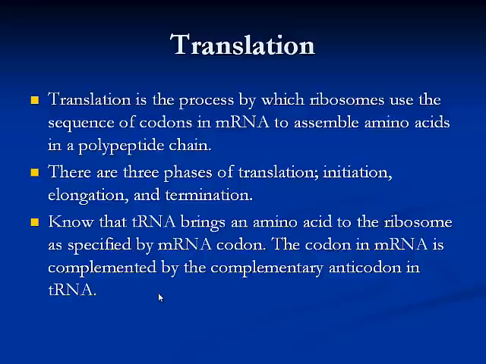Also, before we start, you should know that tRNA brings an amino acid to the ribosome as specified by the mRNA code. Now, how this works is the codon in mRNA is complemented by an anticodon in the tRNA. So basically there's a complementary triplet code on the tRNA which is carrying the amino acid. So they pair up by base pairing in the ribosome, and that is how the mRNA will code for a specific amino acid.